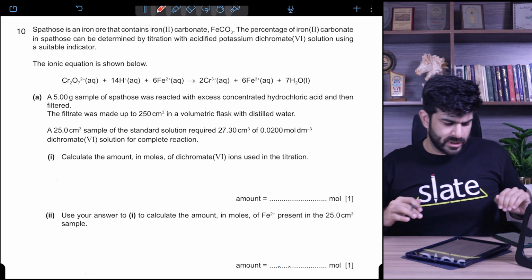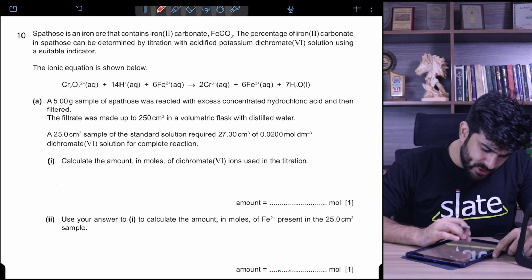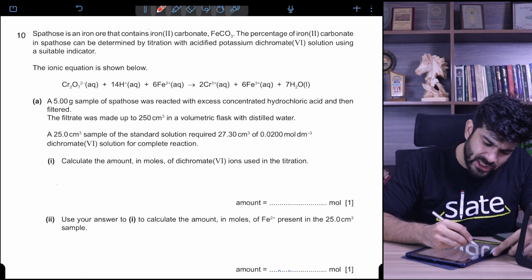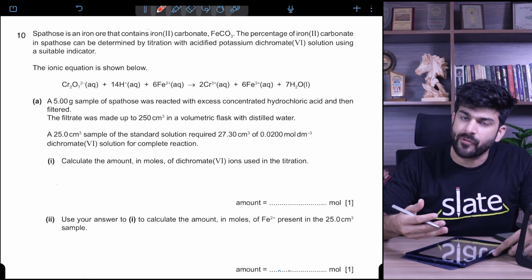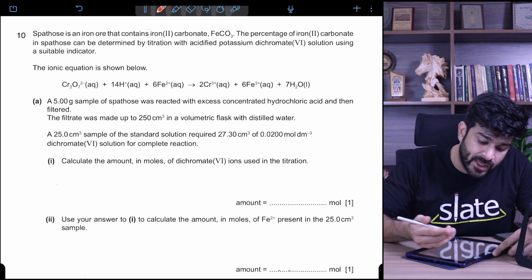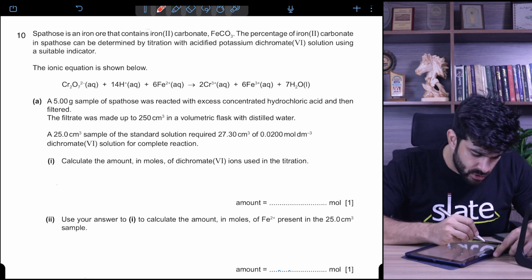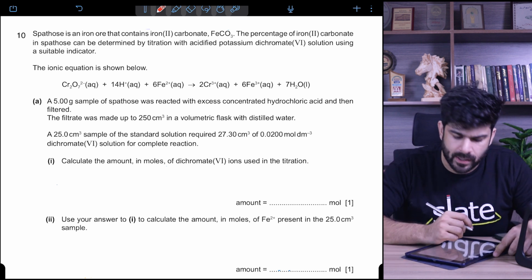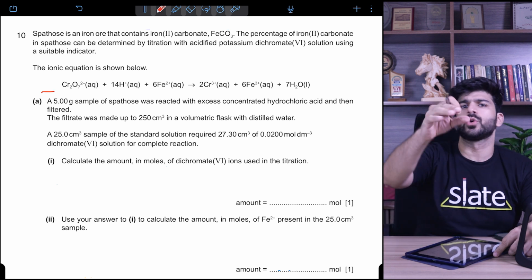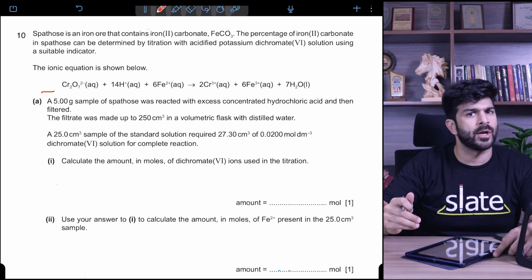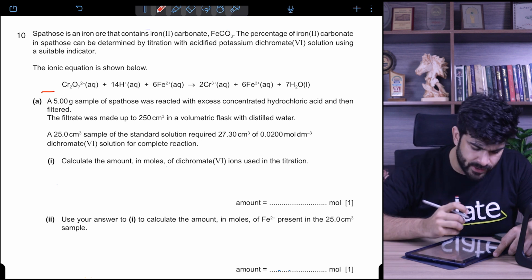Solving the last question for this lecture. Spathose is an iron ore that contains iron 2 carbonate. The percentage of iron 2 carbonate in spathose can be determined by titration with acidified potassium dichromate using a suitable indicator. अब ionic equation has been given, so burden थोड़ा सा कम हो जाता है हमारे ऊपर. We have lesser of the burden.